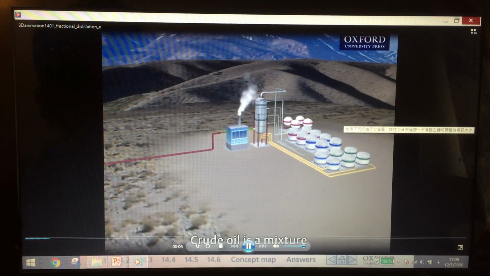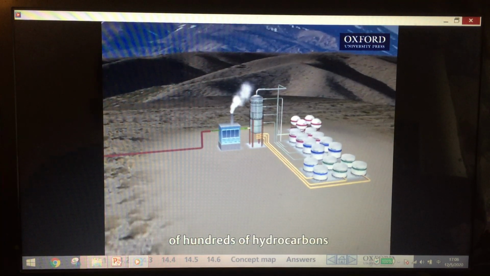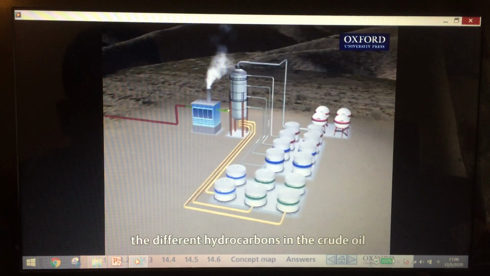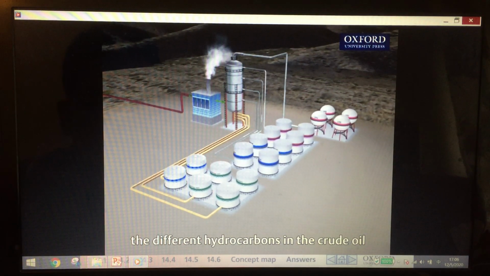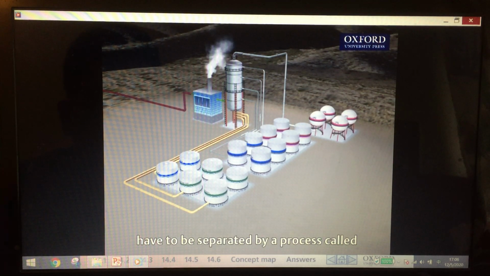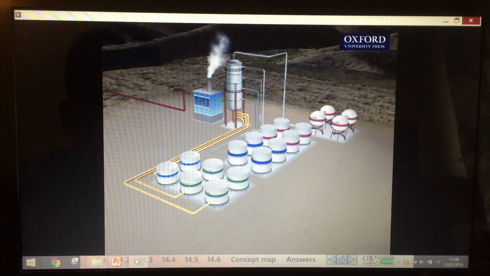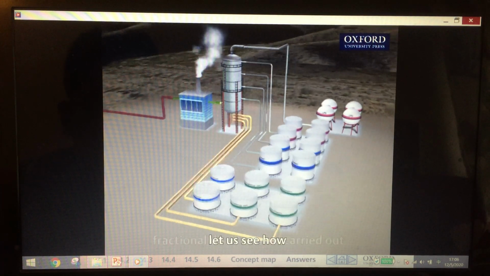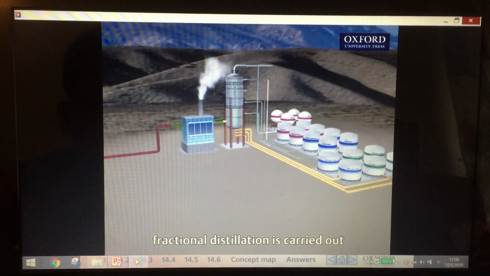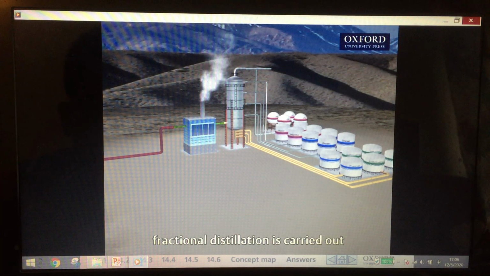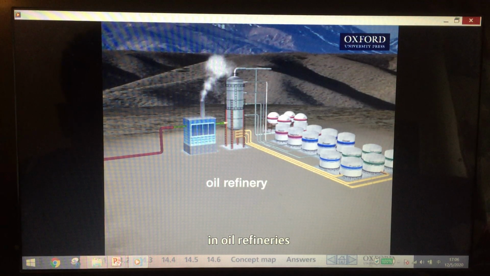Crude oil is a mixture of hundreds of hydrocarbons. To use crude oil effectively, the different hydrocarbons in the crude oil have to be separated by a process called fractional distillation. Now let's see how fractional distillation is carried out. On a large scale, fractional distillation is carried out in oil refineries.